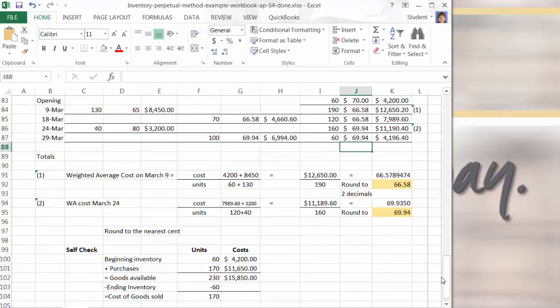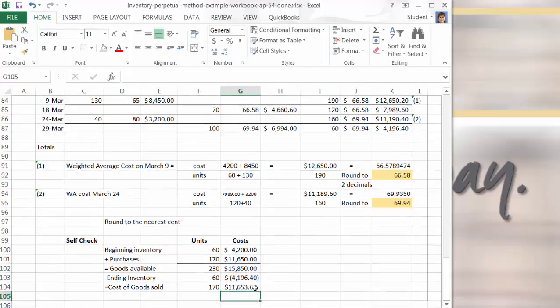Now, moving down to our self-check, we had ending inventory 60 units. If we subtract our ending inventory dollars, $4,196.40 from our goods available, we come up with cost of goods sold of $11,653.60. Okay, again, these are the things that change depending on the inventory valuation.